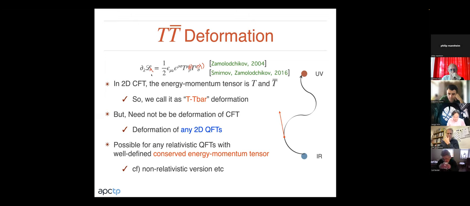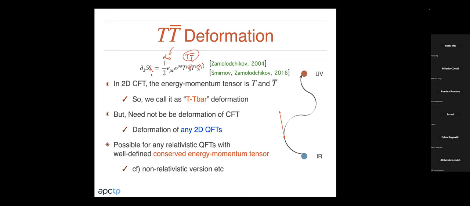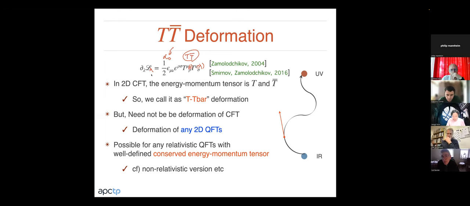And when I say CFT, it means that at first order, when lambda is zero, the unperturbed, undeformed theory is a CFT, then the first correction is the TT bar. But anyway, this need not be a deformation of a CFT. It can be defined in any 2D quantum field theory, because this is very universal. Not always, but mostly, you can define the energy momentum tensor if there is a symmetry. Then this deformation is very universal.